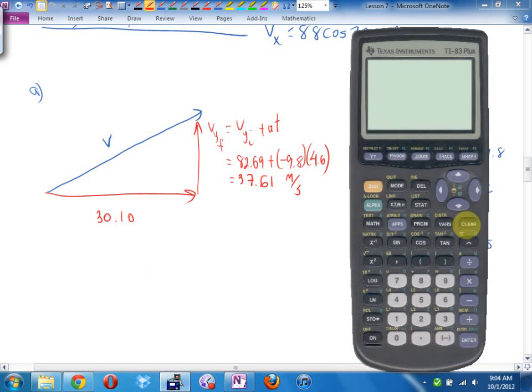How can I find V? Pythagoras. It's going to be 30.1 squared plus 37.61 squared. By the way, 30 and 37 are fairly close to each other. I'm expecting an angle close to 45 degrees. I'm going to guess it's in the 40s. I haven't got there yet, but this is my way of making sure. That's the velocity, not the angle. Velocity, 48.2.